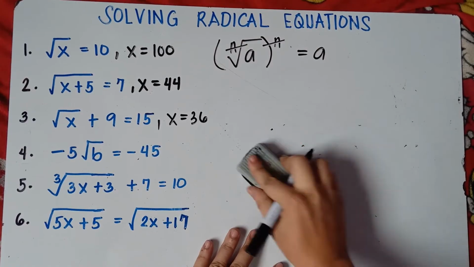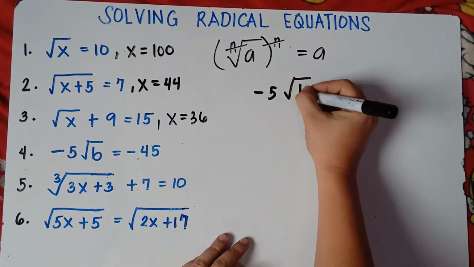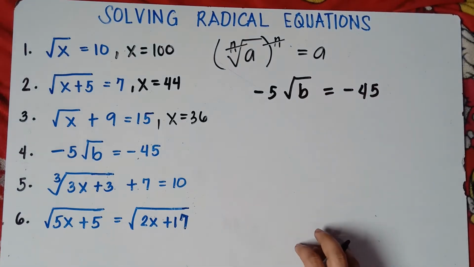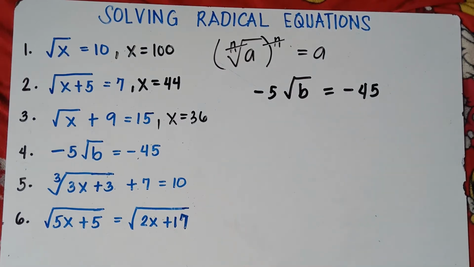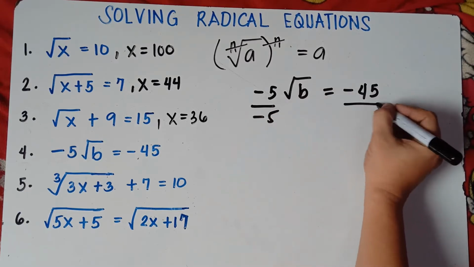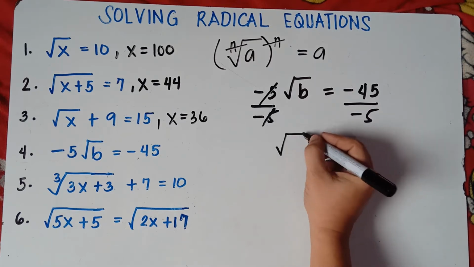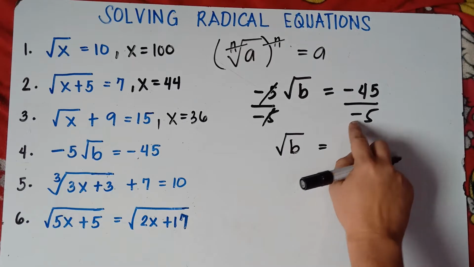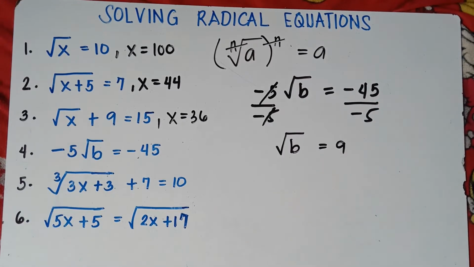So I hope you're still with me, class, with this one. So we have negative 5 square root of b equals negative 45. So check, class, if we can divide this whole number, negative 5 and this negative 45. Yep, we can divide this one. So divide by negative 5, divide by negative 5. So cancel this out. This will be square root of b equals negative divided by negative is positive. 45 divided by 5, that would be 9.